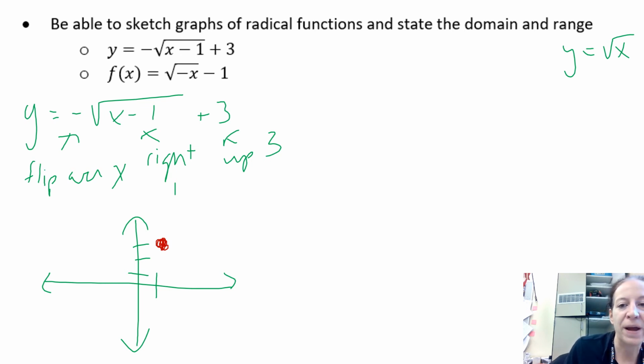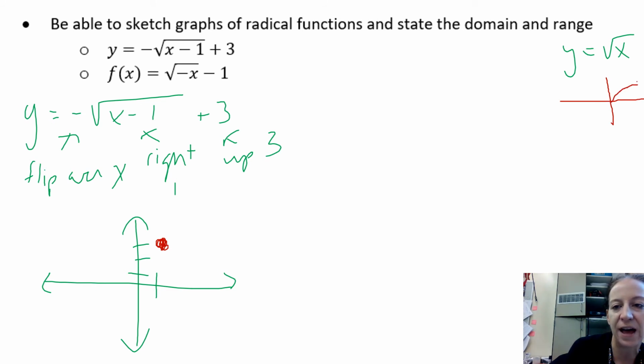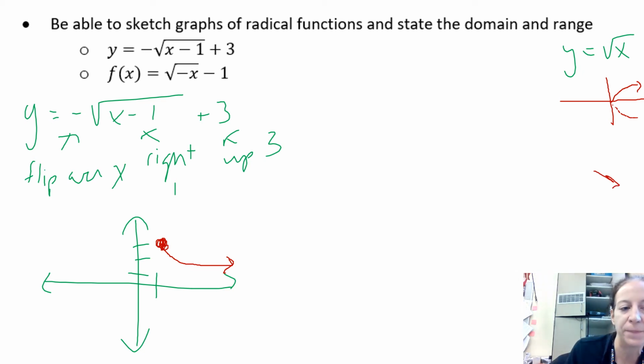So where the parent function, I'll come back over here to the right, the parent function looks like that. It's the top half of a sideways parabola. If you flip it over the x-axis, it's going to end up down here. So it's going to look like this. You cannot make it look like a straight line. If you make it look like that, I can't give you full credit. It does have a curve to it, like a parabola has a curve, right?